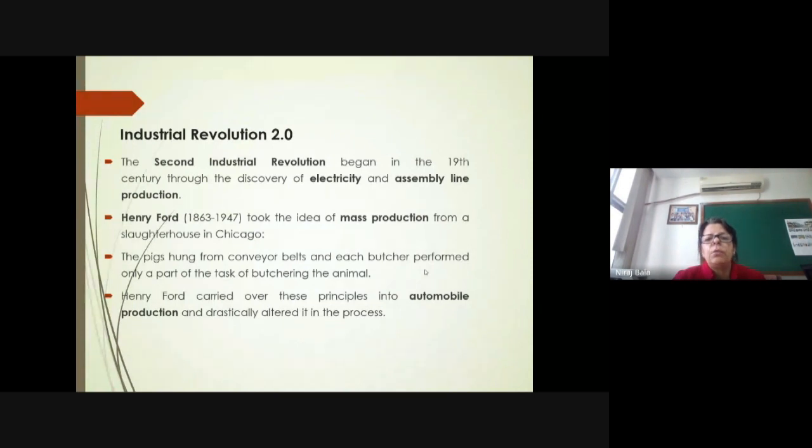Now the second industrial revolution came in the 19th century through the discovery of electricity and assembly line production. All of you might have heard this name of Henry Ford. He was the pioneer, the person behind industrial revolution 2.0. Actually, he brought the idea of mass production, and he introduced assembly line production or mass production. And during this industrial revolution, the discovery of electricity also took place.